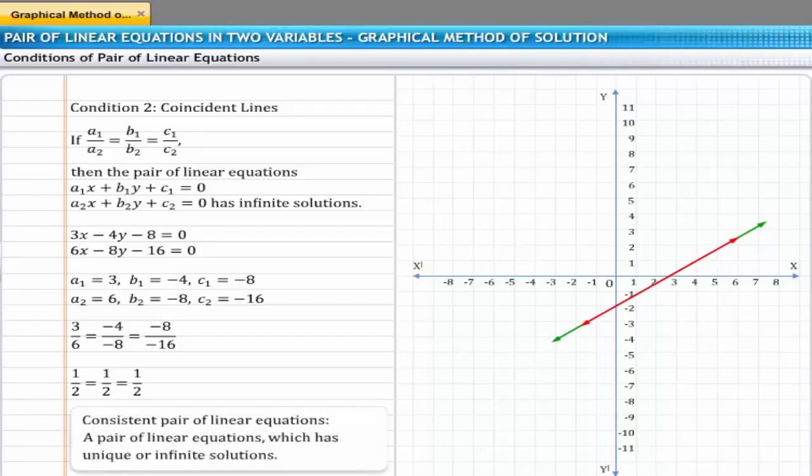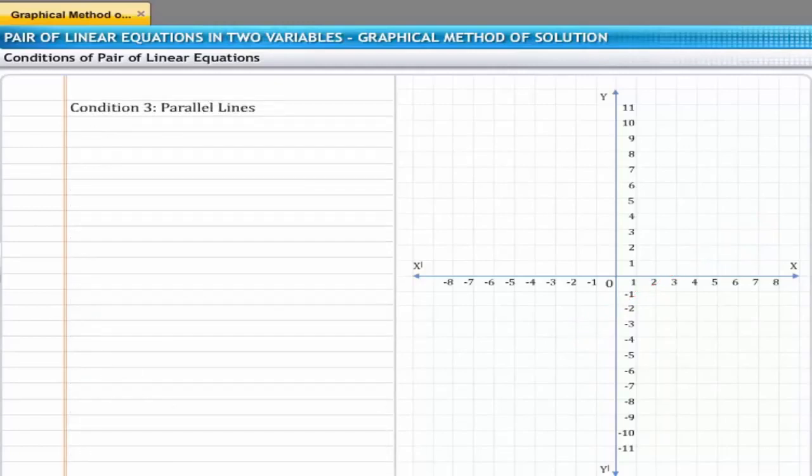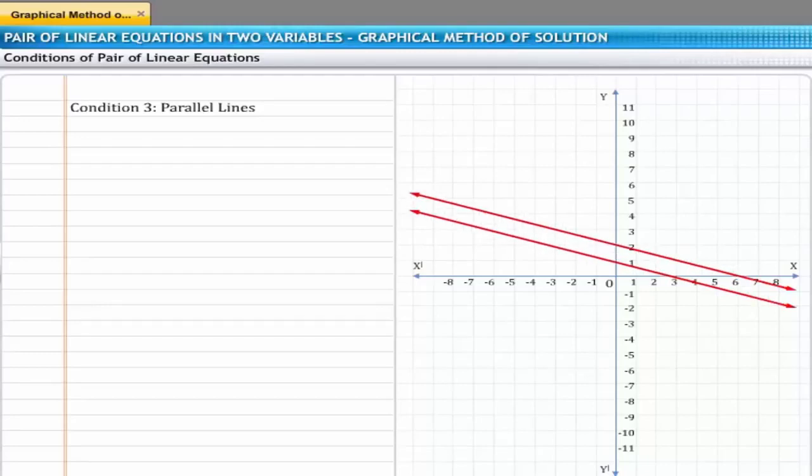A pair of linear equations which has a unique or infinite solutions are said to be consistent pair of linear equations. See, the lines represented by the linear equations are coincident here. A pair of linear equations, when plotted, may define lines that neither intersect nor coincide. These lines are parallel to each other.